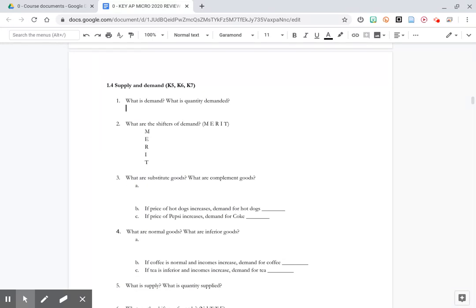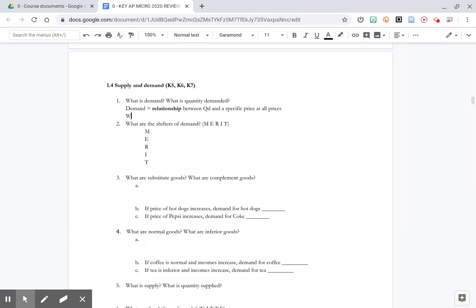So the first question is demand, and what is it versus quantity demanded? So demand is the relationship between quantity demanded, which is going to be defined in a second, and a specific price at all price levels. So in other words, it's basically the amount of quantity demanded at all the different prices. So it's a relationship, that is really the important part. It's the relationship between how much people are willing and able to purchase at a certain price at all prices.